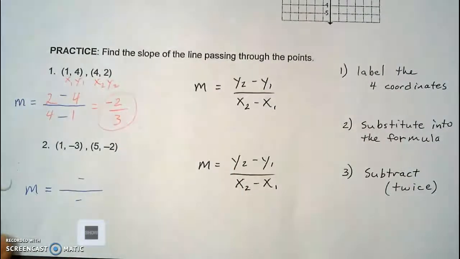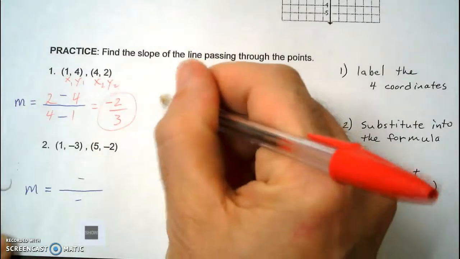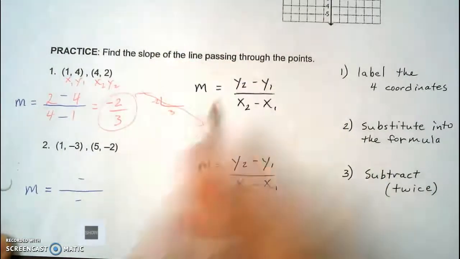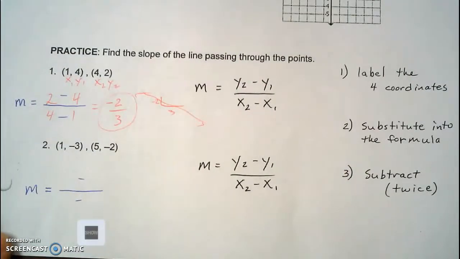If I graphed them and counted the blocks, that's what I would see. It would go down 2 and over 3. Okay, so on the graph, it would look something like this. That would be, the line would be falling down like that. Oh, I missed, but you get the idea.